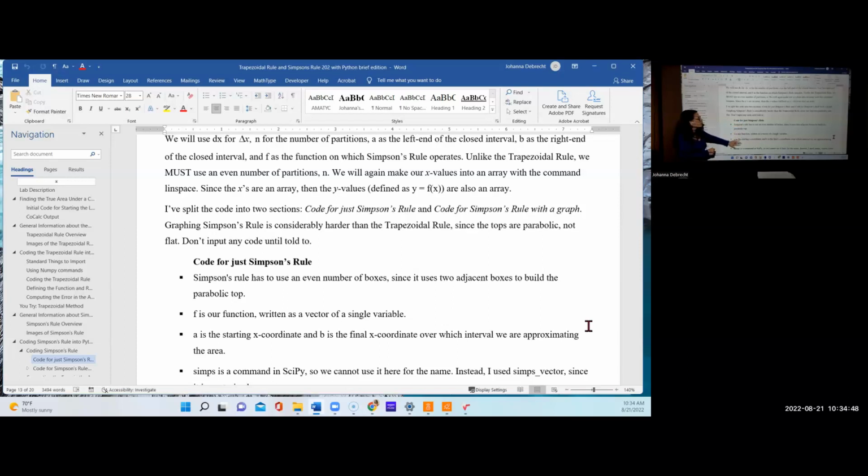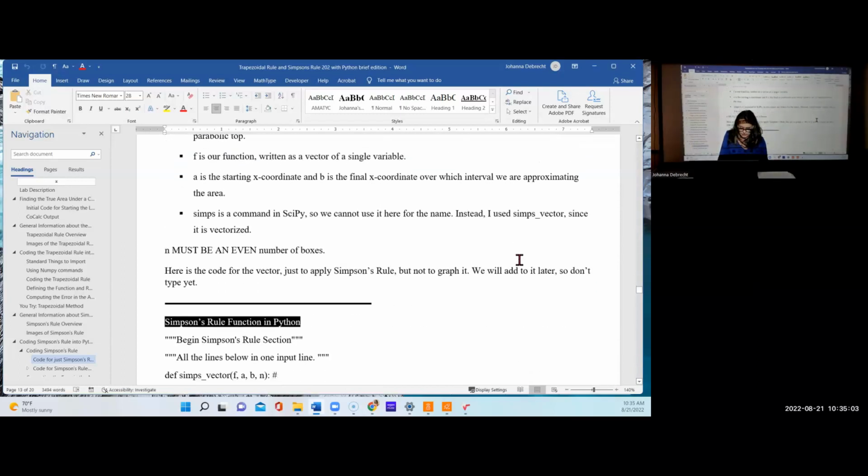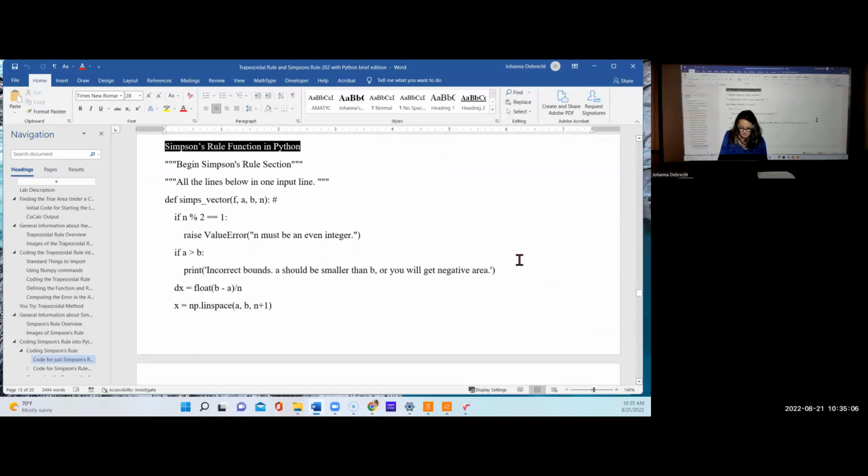This is the code just for Simpson's rule. Now, Simpson's rule is a more complicated formula than the trapezoidal rule because the tops are parabolic. So be careful when you're inputting the code. Here's the code for Simpson's rule. Now, I'm not going to go through all of these commands. I'm just going to go through some of the basics.